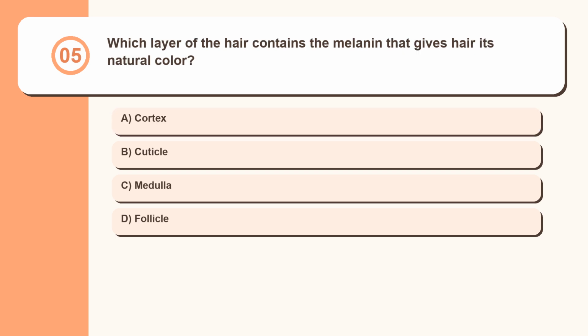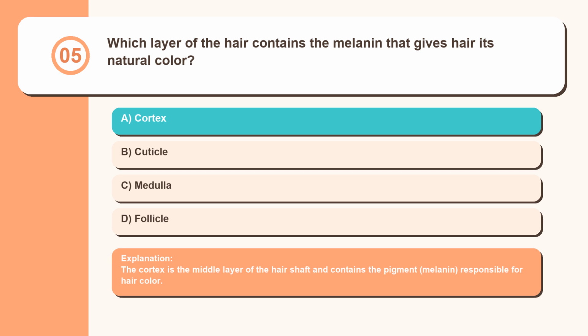Question 5. Which layer of the hair contains the melanin that gives hair its natural color? Cortex, cuticle, medulla, follicle. The cortex is the middle layer of the hair shaft and contains the pigment, melanin, responsible for hair color.